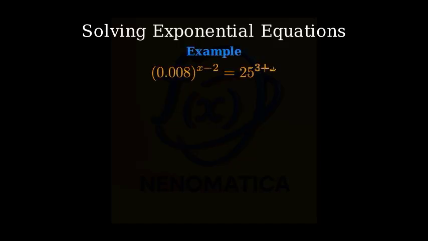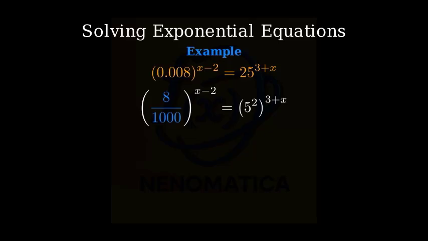We need to solve the exponential equation 0.008 raised to the power of x minus 2 equals 25 raised to the power of 3 plus x. Our first step is to rewrite 0.008 as a fraction. 0.008 equals 8 divided by 1,000. We'll write this as 8 over 1,000, keeping the same exponent x minus 2.